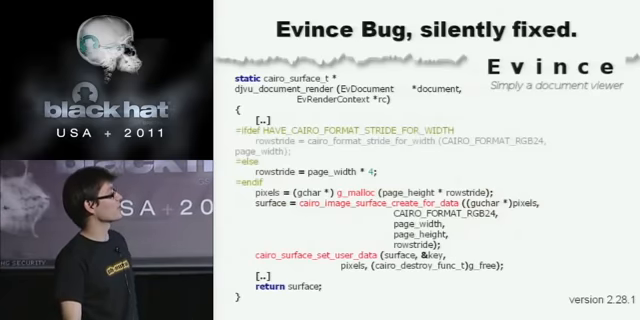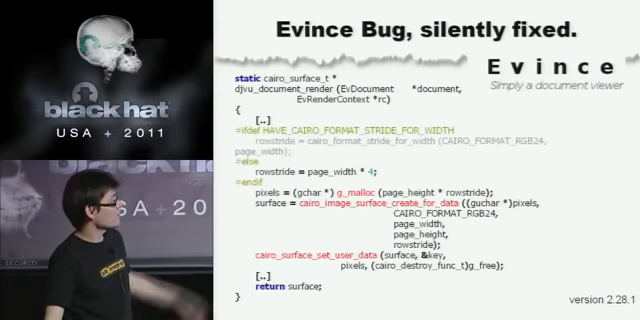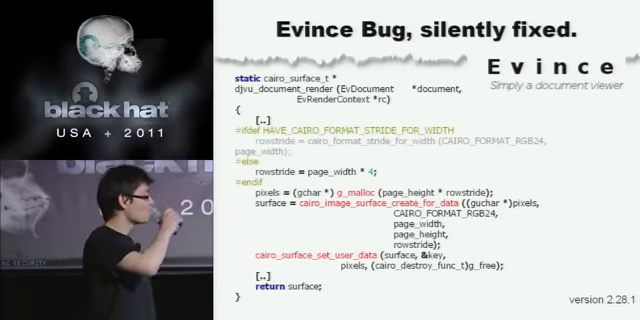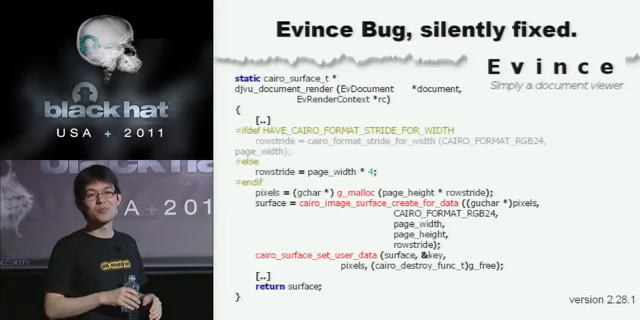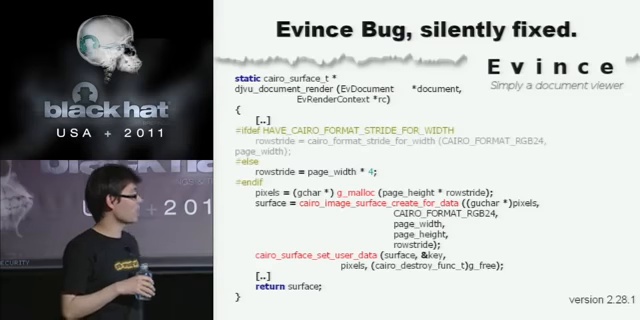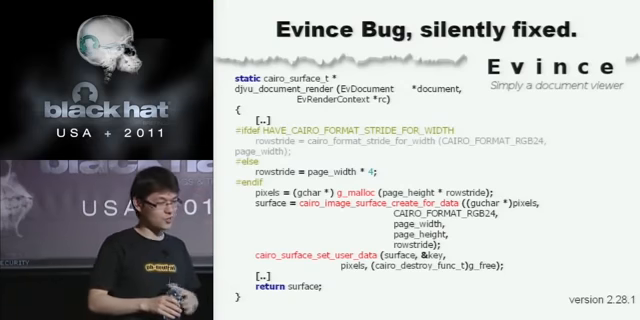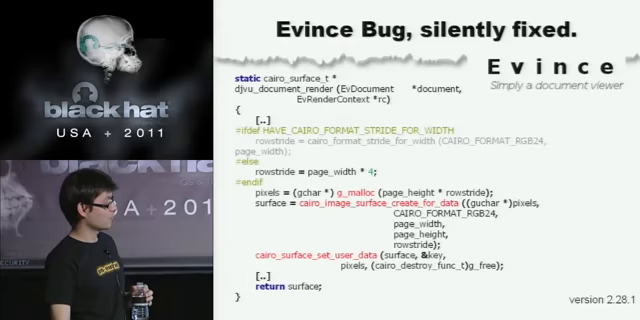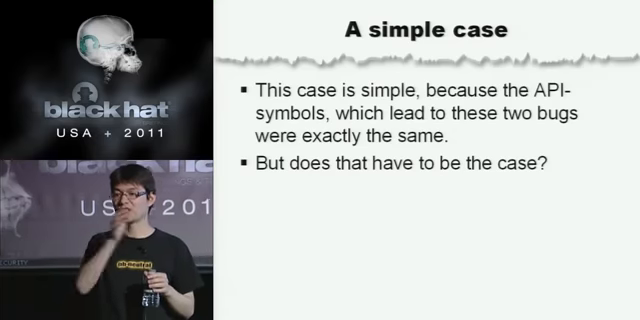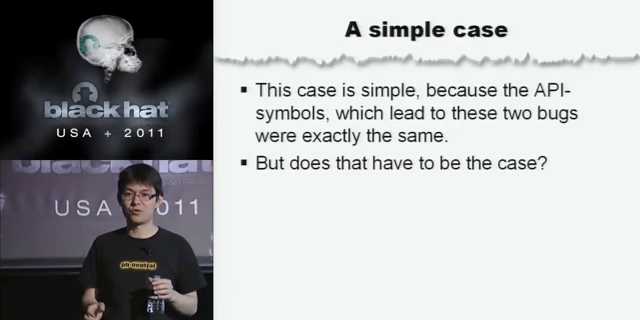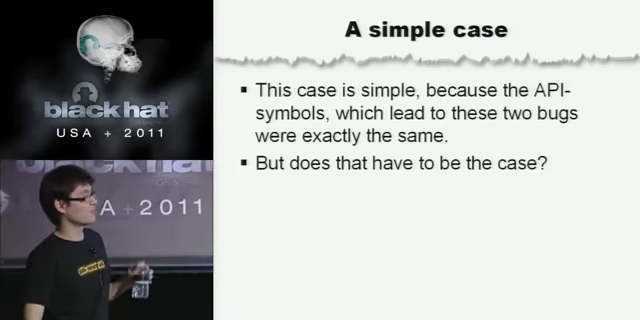And of course, that happens again. This is Evince, another PDF viewer, and they have the exact same code. Again, the malloc. This time, the multiplication moved up one line, but it's basically the same. And again, cairo_image_surface_create_for_data, no check whether that actually worked, and then cairo_surface_set_user_data. Okay, so this is the easy case because the API symbols matched completely. You could just do this with grepping for a list of things.